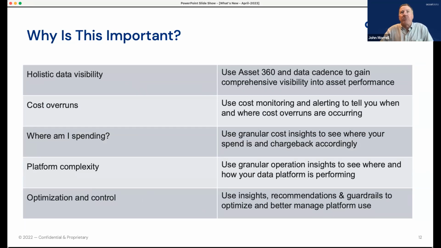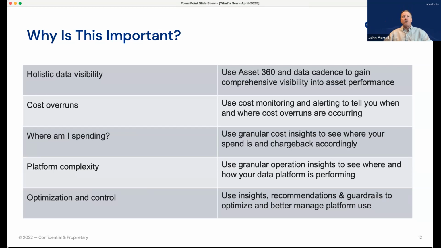So why is this all important to you? Well, from a data reliability standpoint, now you're getting much more holistic data visibility. Asset 360 and the data cadence and other things can give you a better understanding of the overall asset performance. You can use the cost monitoring and alerting to help you eliminate cost overruns so that you don't get that bill at the end of the month that's going to blow your CFO's mind, right?